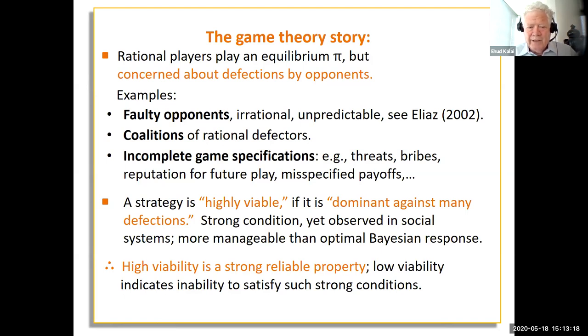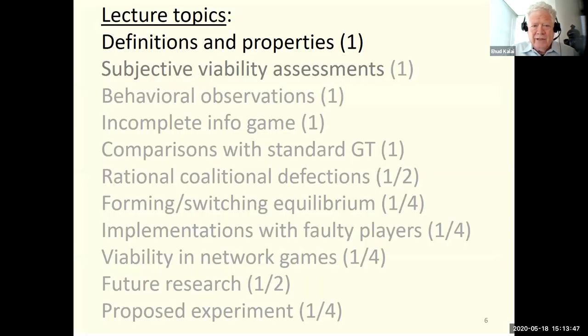On the other hand, now I'd say that high viability is a strong, reliable property because of this dominance property, which means that low viability is not so credible, because it just indicates inability to satisfy such strong conditions. It doesn't rule it out if it doesn't satisfy such strong conditions. So I would count more on the high viability. The low viability has to be further tested.